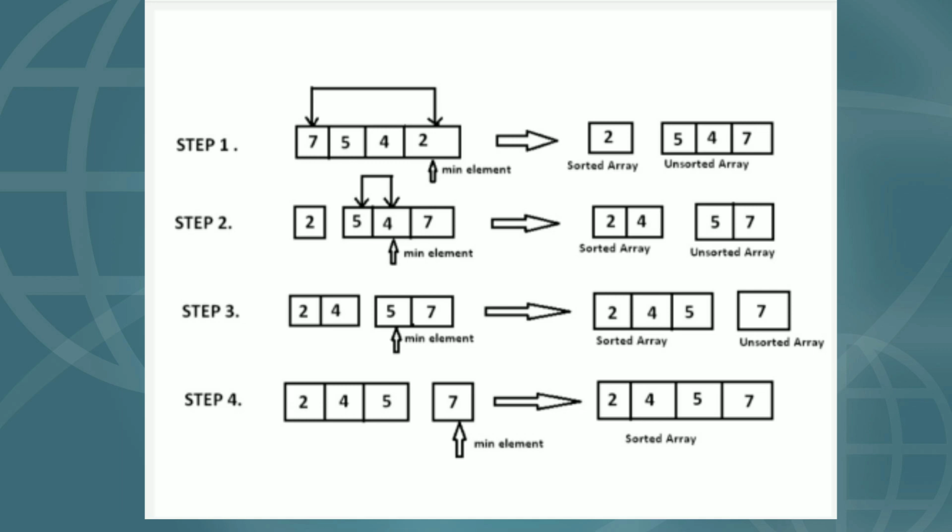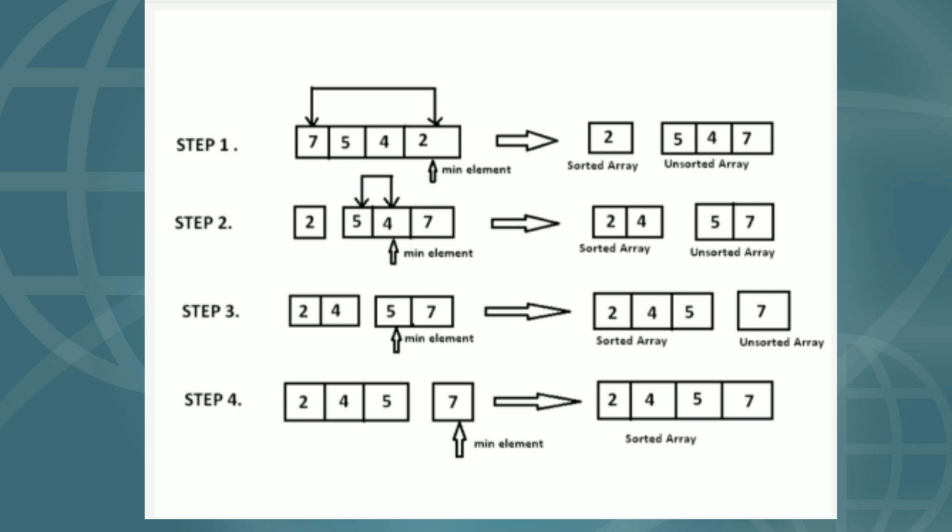In the first two steps we had sorted 2 and 4. In the next step, 5 and 7 are in the unsorted array. Consider 5 as the index element. So 5 is compared with 7. In these two elements, 5 is the smallest element. So 2, 4, 5 are in sorted order and 7 is in unsorted order.